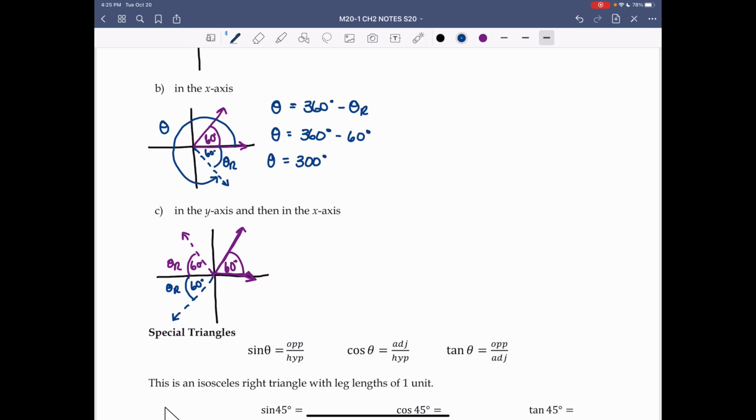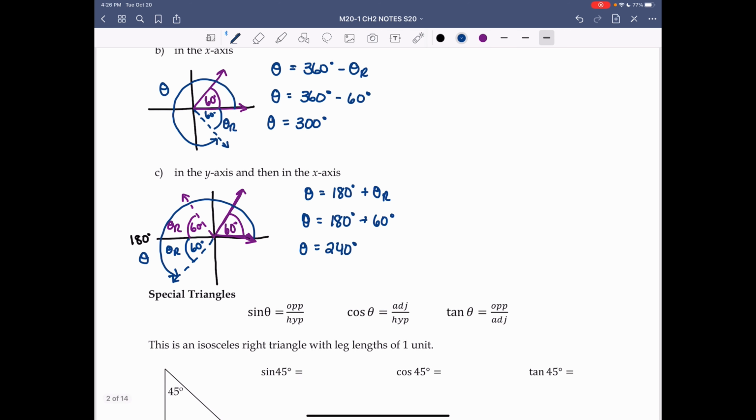Then we want to determine the angle theta, which goes from the positive x-axis to the terminal arm that's in quadrant 3. We know that the negative x-axis represents an angle of 180 degrees. When we have a terminal arm of an angle in standard position that is in quadrant 3, our angle theta equals 180 degrees plus the reference angle theta r. So theta equals 180 degrees plus 60 degrees in this example. So theta equals 240 degrees.